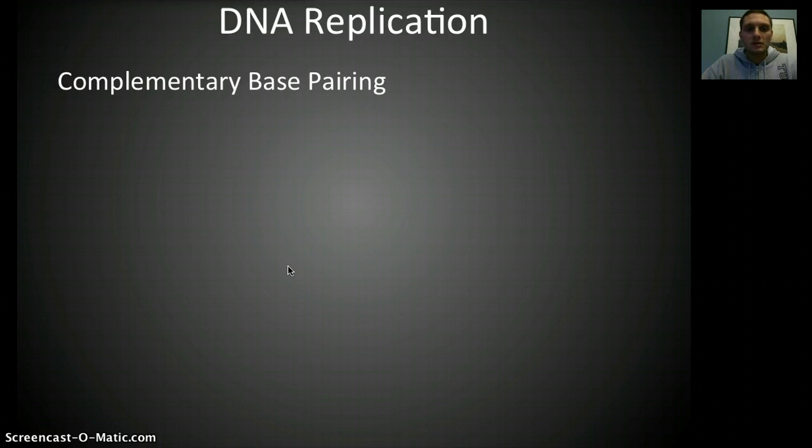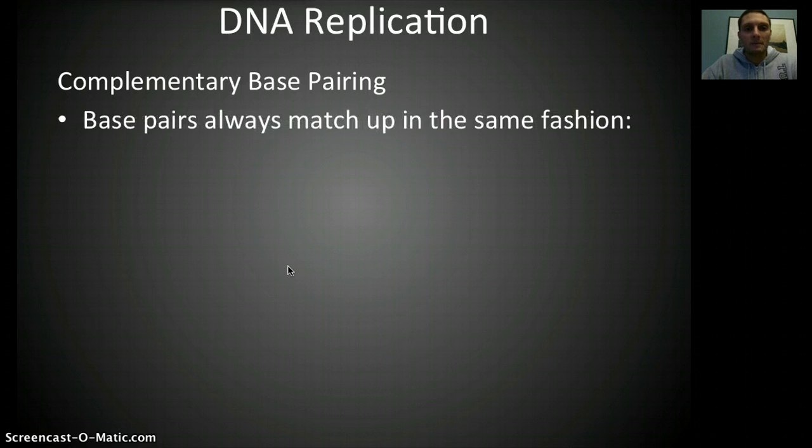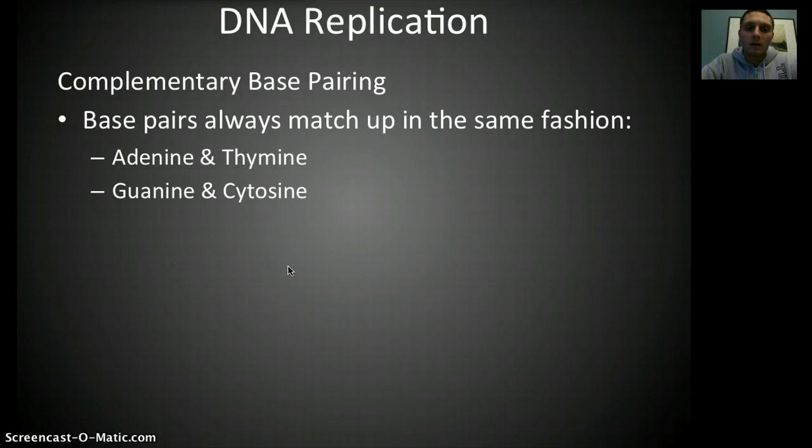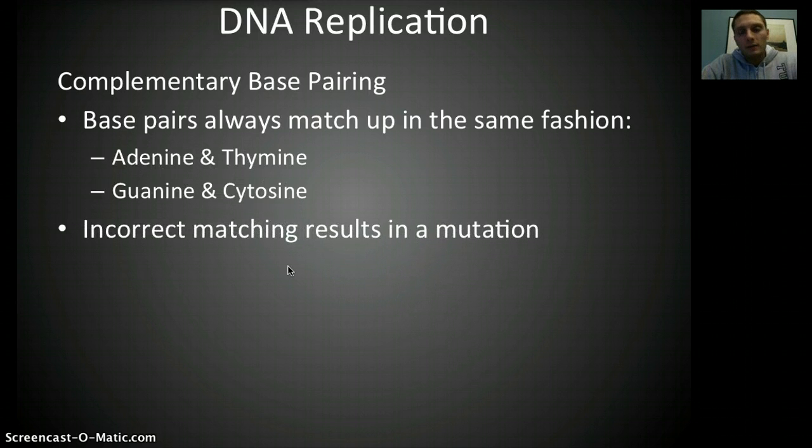Within DNA replication, there's something called complementary base pairing. And base pairs always match up in the same fashion. We always have our adenine and thymine matching up, and our guanine and cytosine matching up. So those nitrogen base pairs are always pairing up together, adenine and thymine, guanine and cytosine. An incorrect matching would result in a mutation. So adenine and thymine are generally always going to line up together and be added together.